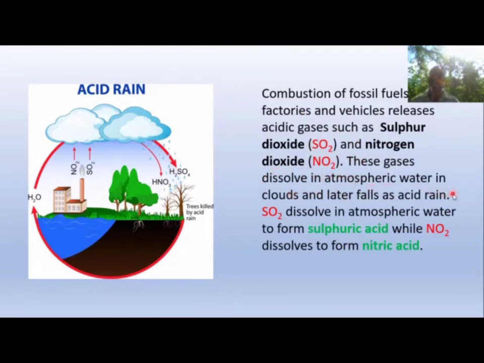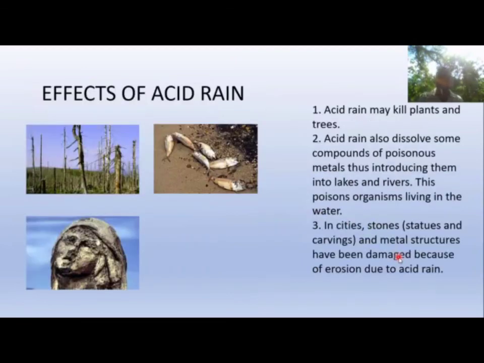These gases dissolve in atmospheric water in the clouds and later fall as acid rain, right? So the sulfur dioxide dissolves in the atmospheric water to form sulfuric acid, while the nitrogen dioxide dissolves in the atmospheric water to form nitric acid. So you know acid rain forms from the sulfur dioxide and the nitrogen dioxide, which come from the fuel emissions, go into the clouds, dissolve in the moisture in the cloud, and then form sulfuric acid and nitric acid. Now when that falls, it has serious effects, right?